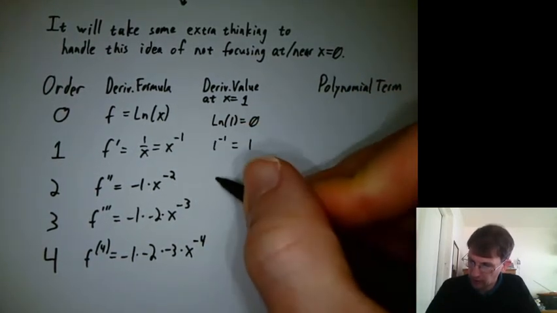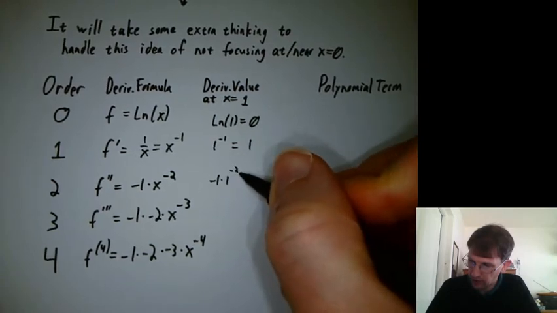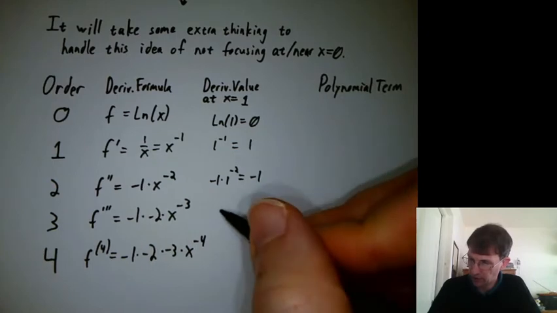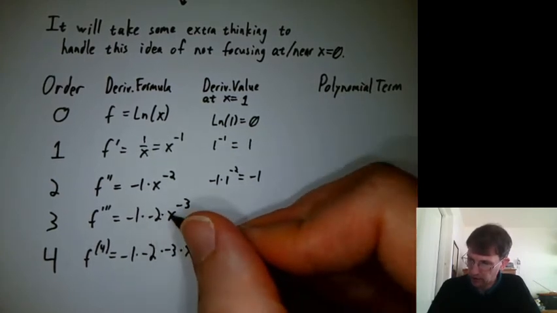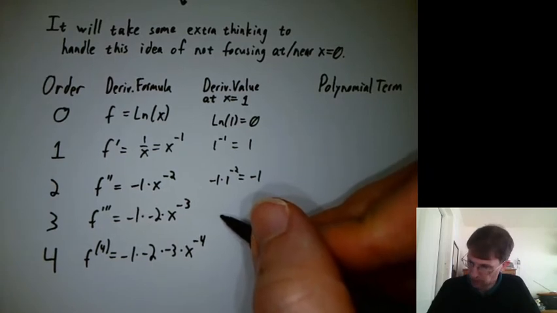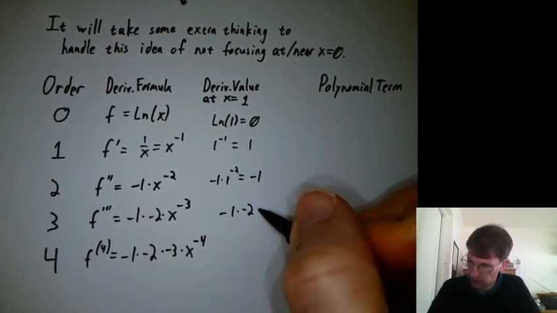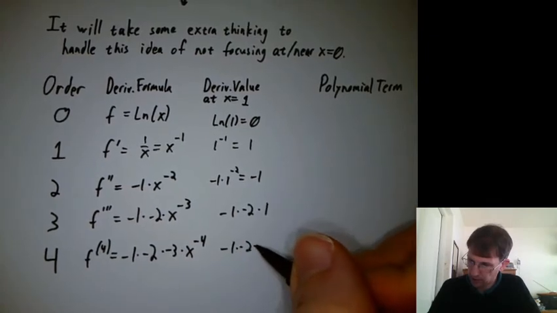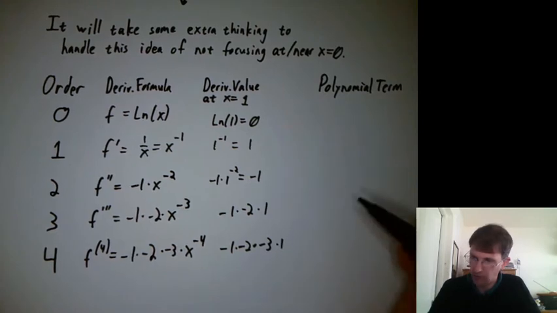That's just 1. Negative 1 times 1 to the negative 2. Well, 1 to the negative 2 is still 1, so we get negative 1 there. Negative 1 times negative 2 times 1 to the negative 3. We just get negative 1 times negative 2 times 1, you could say. And negative 1 times negative 2 times negative 3 times 1.